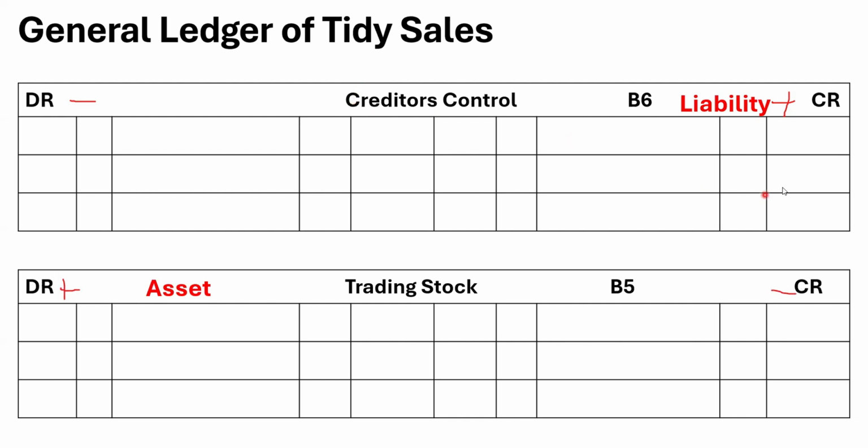All right, there we go. So that's your first thing. If you do a ledger, general ledger, first classify your accounts. Then you'll put in your opening balances. So for creditors control, it's a liability. The balance will go on the credit side.